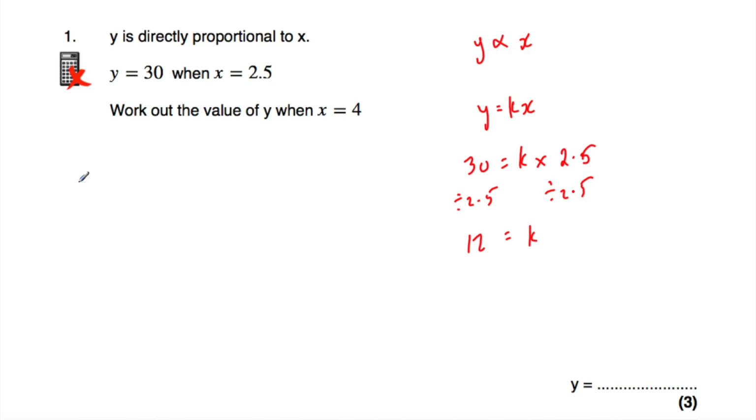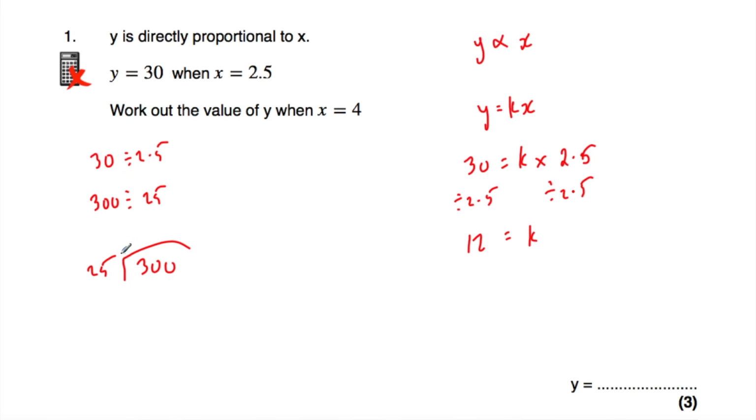If you wanted to, you could use the bus shelter method. Rather than doing 30 divided by 2.5, we're going to multiply both of those by 10 to get 300 divided by 25. And then we can do 300 divided by 25, and that'll give you the same answer as 30 divided by 2.5, because we're multiplying both the number we're dividing and the number we're dividing by, both by 10.